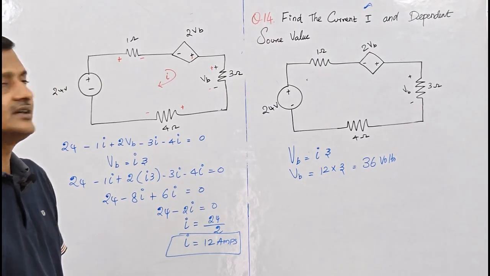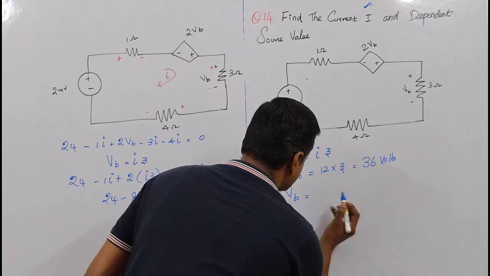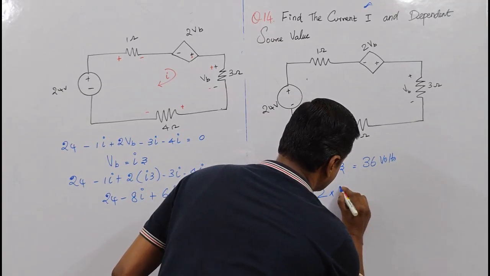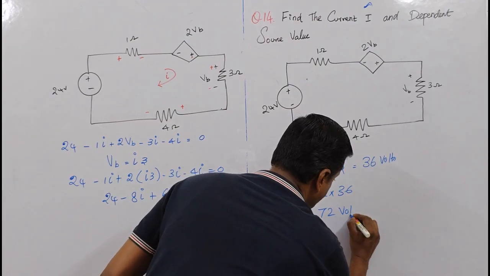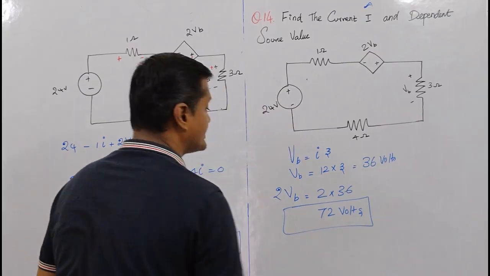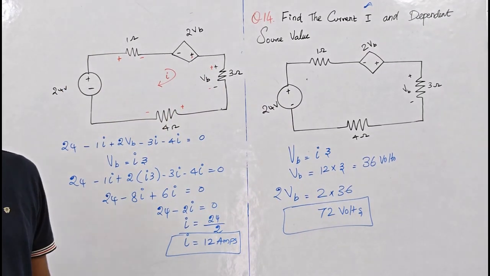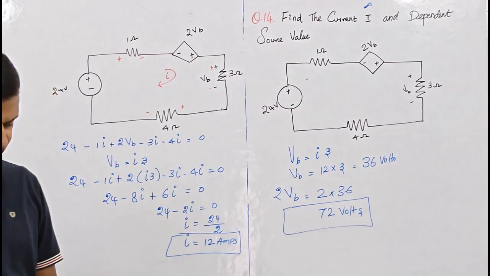Then we can find the value of the dependent source, that is 2 VB, equal to 2 into VB, that is 2 into 36 volt. The value of the dependent source is 72 volt. That is, the value of the dependent source is 72 volt. 2 into VB, 36.